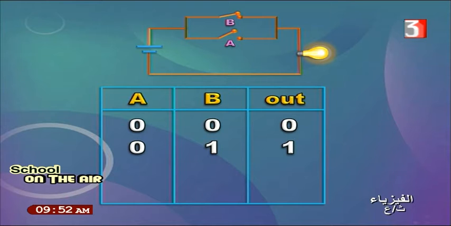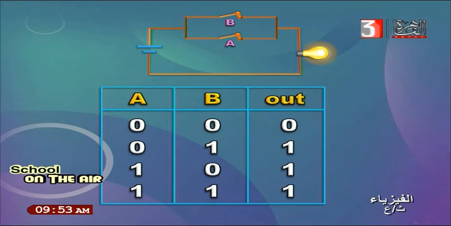And what about other possibilities? A is closed, B is open. Also, we expect the same. Yes, the current will find the path to reach the bulb, so it will glow. And what if both of them are closed, 1 and 1? Of course, the lamp will glow. Okay, this was about the truth table of the OR gate.